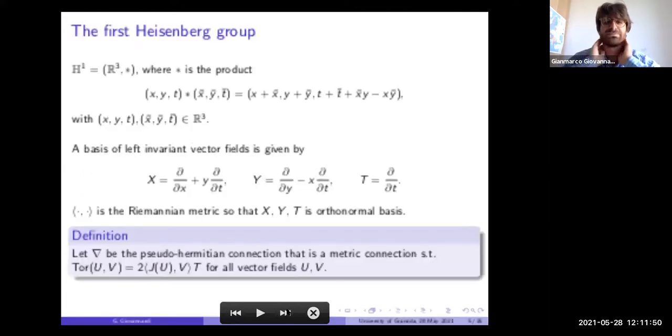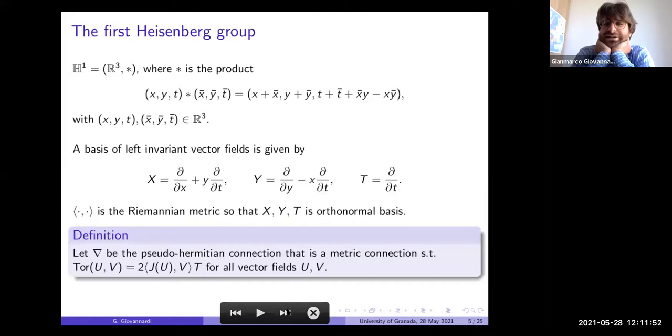So let's start. What is the first Heisenberg group? In the first Heisenberg group, the underlying manifold is R3, but we consider a non-Euclidean product. That is Euclidean in the first 2 components, x and y, but in the third component it is not Euclidean. So you have to sum t and t bar, but you have to add an extra term that is x bar y minus x y bar.